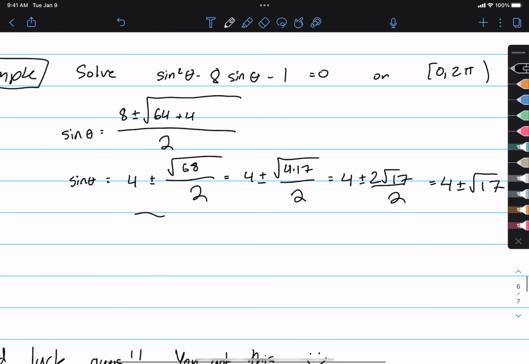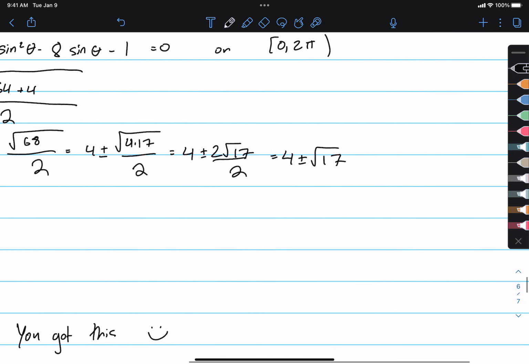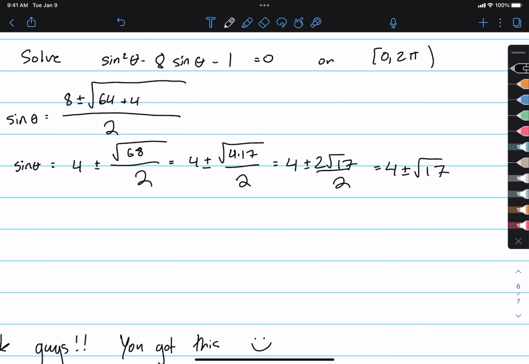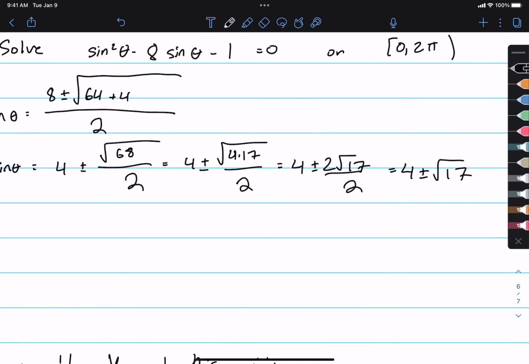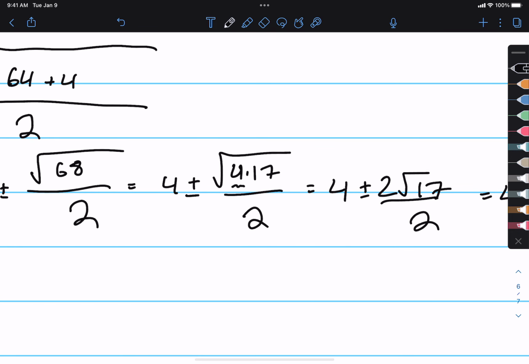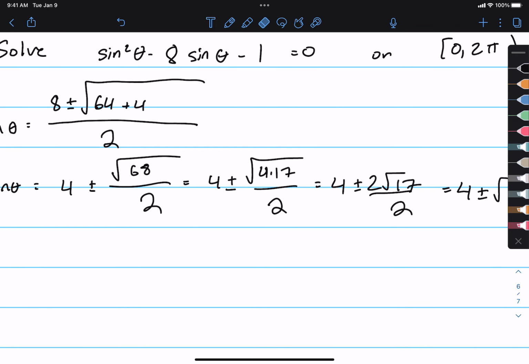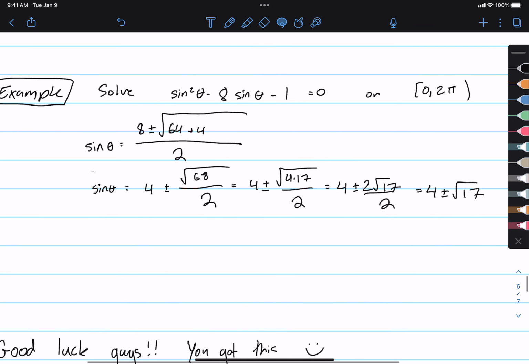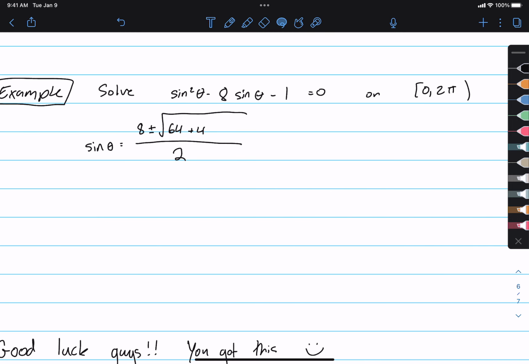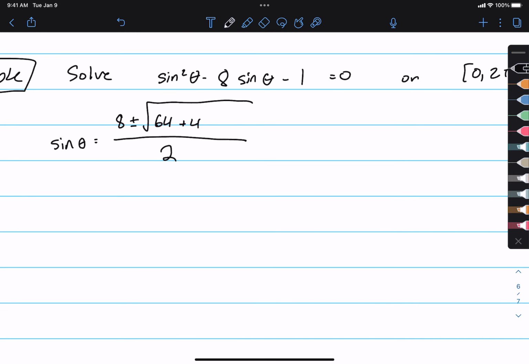You could have also put this in your calculator, or even this right here. I don't need you to find the radicalized version, but I know that some people were confused on how to reduce square roots. So 4 is 2 times 2, so we can factor a 2 out, but let's keep it simple, right? So sine of theta is equal to this.